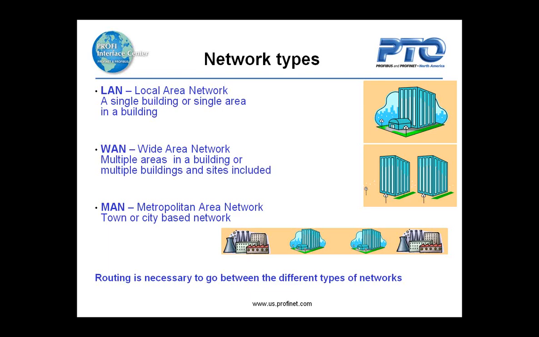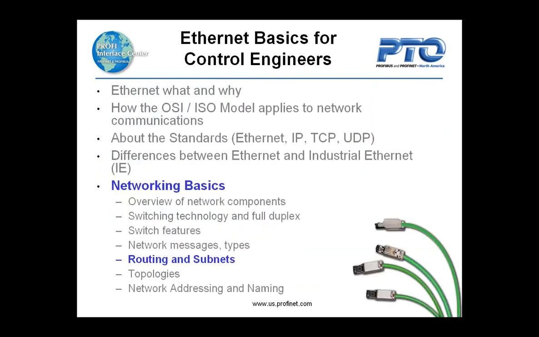What network types are there? Well, there's LANs, or local area networks. That would be like a single building or a single area in a building. There's WANs, or wide area networks, where you'd have multiple areas in a building or multiple buildings and sites included. And then there's MANs, or metropolitan area networks, where it's a town or city-based network. The main thing you need to remember if you go between these different types of networks or different network sections is we have to use a function called routing. You remember we had the router, which was at layer 3.